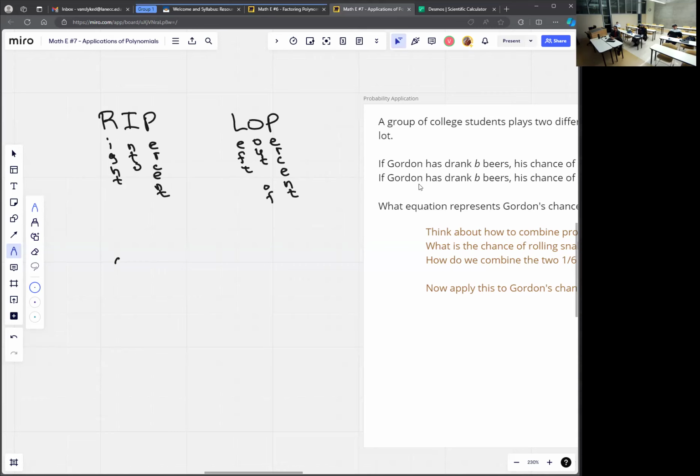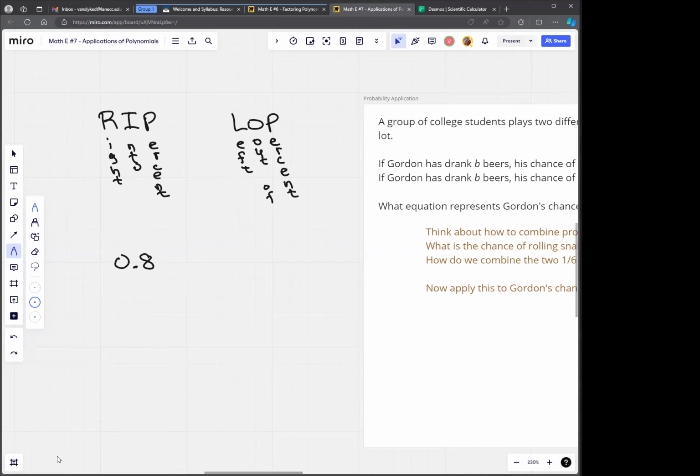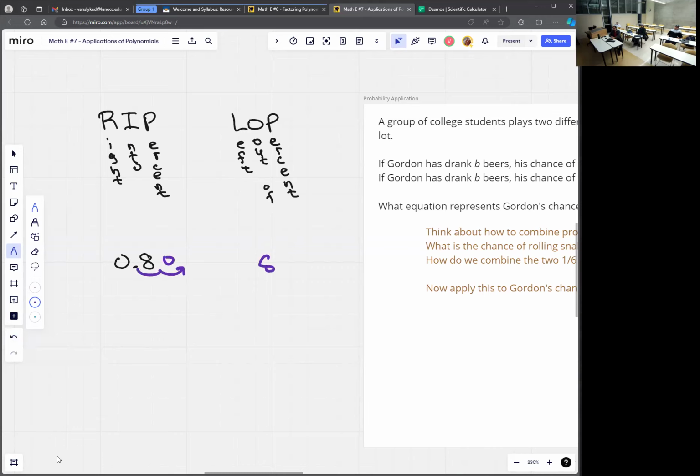So if you have 0.8, it's always two decimal place scoots because percents are about 100, and 100s always have two zeros, so we're stuck with two decimal point scoots. If I have 0.8, then I am going into percent, so I will go to the right two decimal points, and I get 80%.